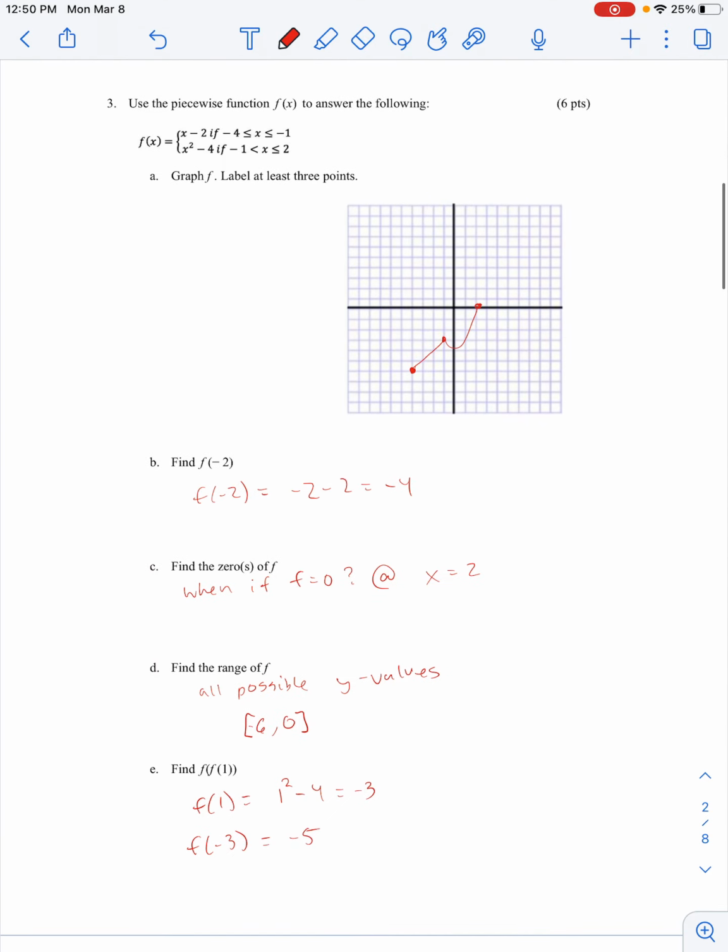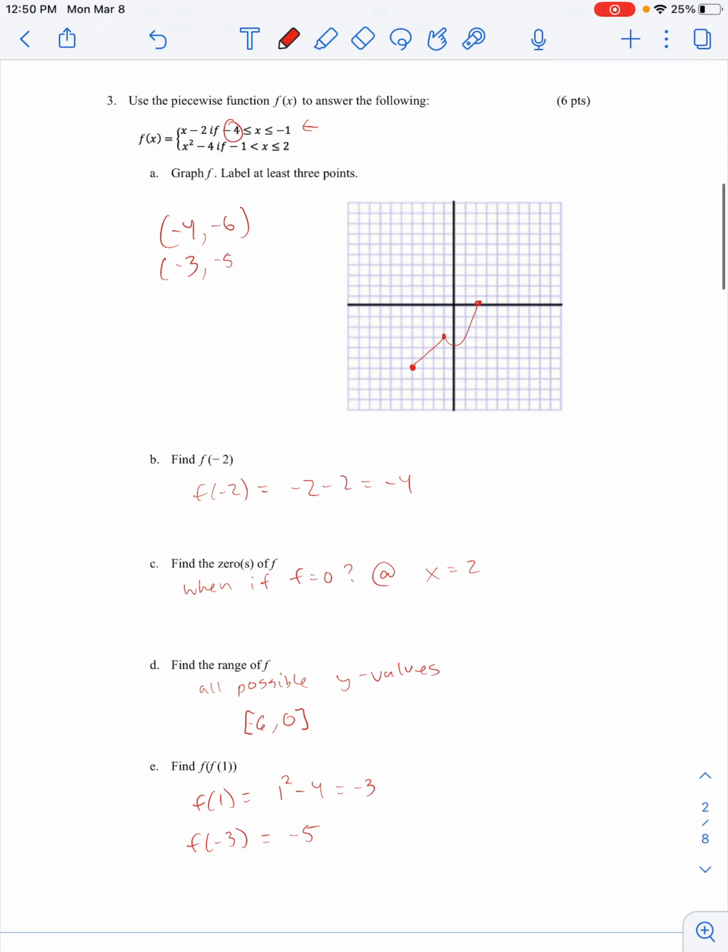Number 3 is a piecewise function. So to graph f, basically you're going to start at x equals negative 4. When x equals negative 4, you're going to follow the first rule. So negative 4, I plug that into x minus 2, and I get negative 6 for one of my points. If I keep moving to the right and I try negative 3, I'll get negative 5 for my y value. Negative 2, negative 4, and so forth until I get to negative 1.